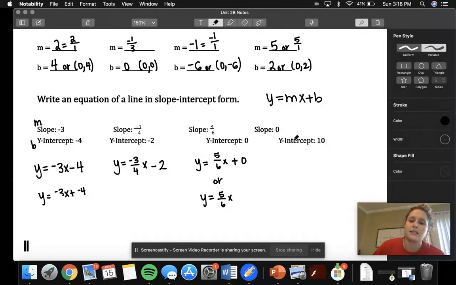Okay. Then this last one, slope is 0 and the y-intercept is 10. This would be something like slope x plus 10. Okay. And because we have 0 x's, we don't technically have to write anything for that. And so we could simplify this equation by just writing y equals 10.